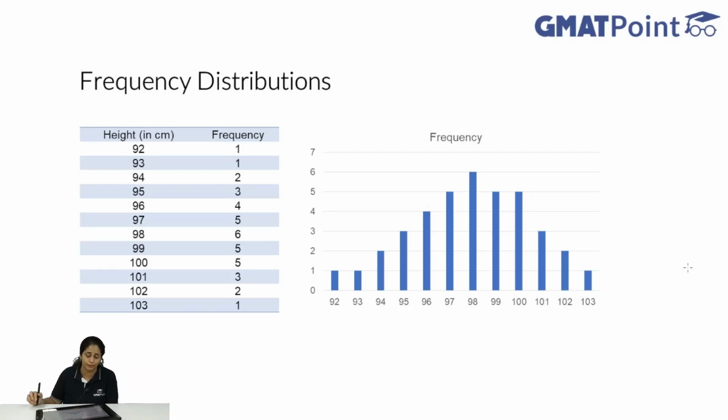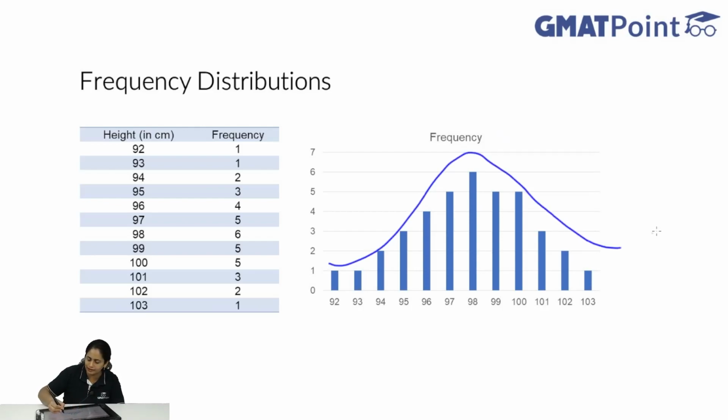Now let us take a look at the different things that I have mentioned till now. So consider frequency distribution. In this case, we have a table with height in centimeters and how many times it occurs. Suppose this is the frequency distribution of the height of students in a school. We see that this also has a bell curve shape, peaking around 98 and then falling off.